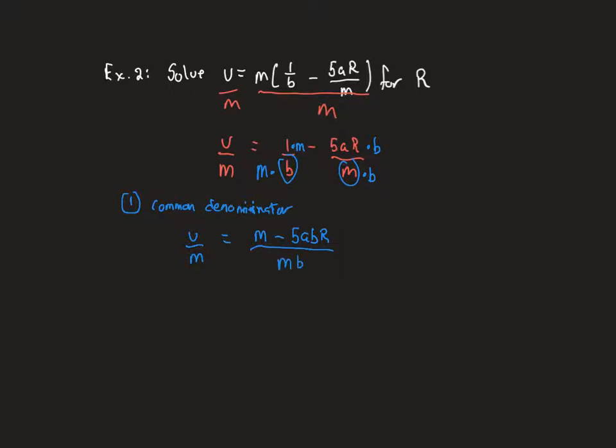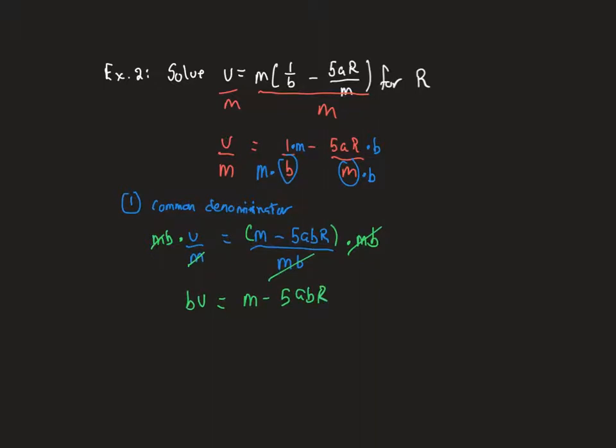MB. Okay. Next up, multiply both sides by MB. Okay. That's going to get rid of this MB. And this is actually going to get rid of this M, which is going to leave me with BV is equal to M minus 5ABR.